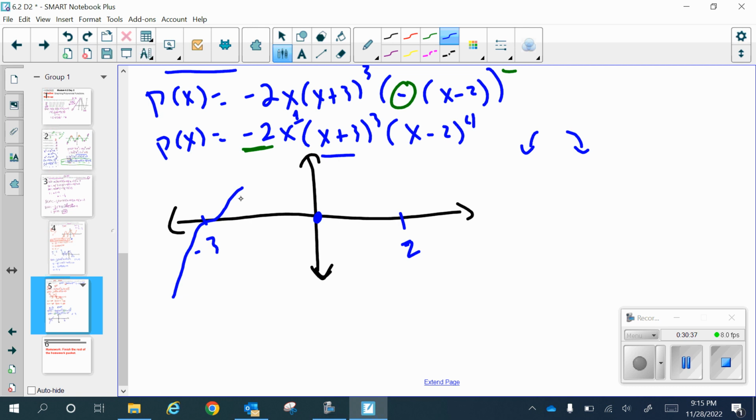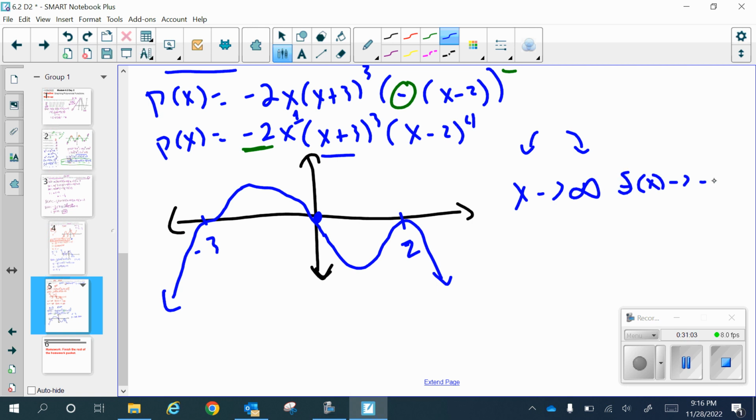And then at 0, I go straight through it. And then at 2, I have the degree of 4, an even degree. That's very ugly, it's all crooked like that. But at x equals 2, the x-intercept there, I bounce off of it because it's raised to an even degree. So that's kind of what your graph is going to look like. But the important thing here is the end behavior. And I can see that my end behavior is as x goes to infinity, f of x goes to -infinity. And as x goes to -infinity, f of x also goes to -infinity.